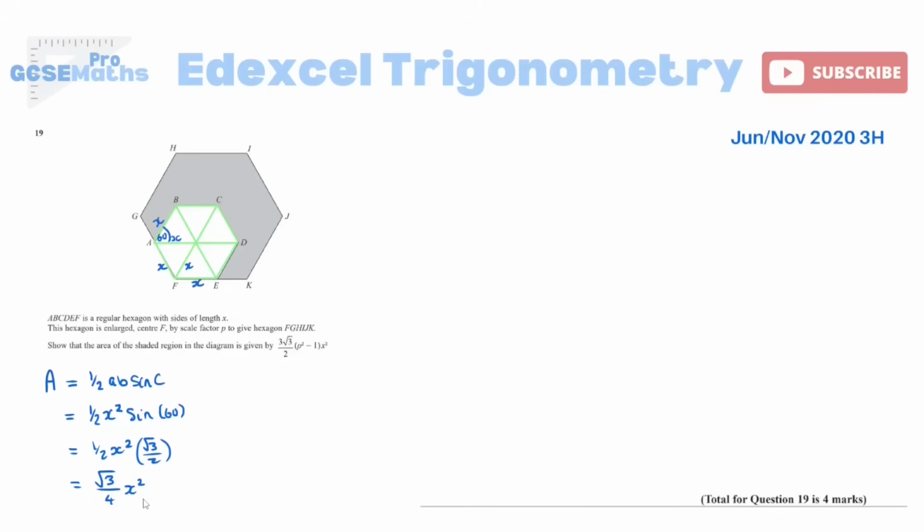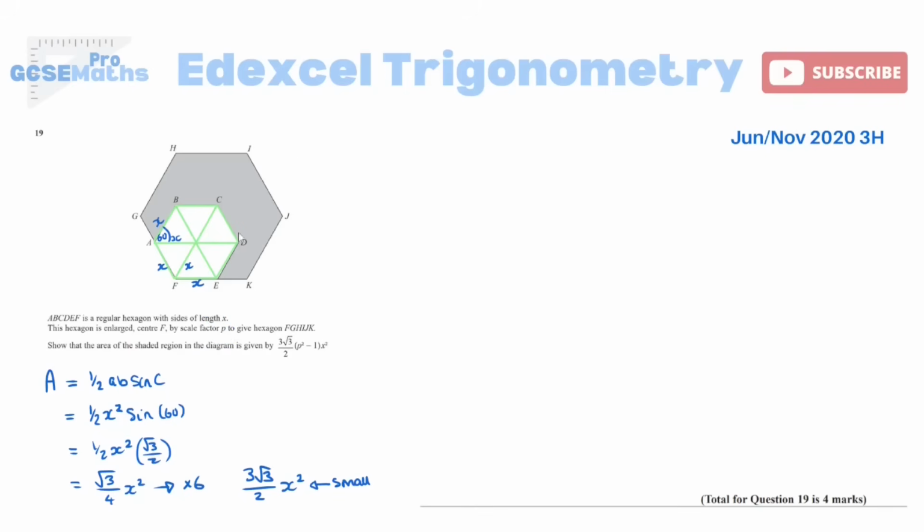So we need to know the area of the smaller hexagon first. That one, as we said, times by 6. We want to have 6 of those together, don't we? So 3 root 3 over 2 x squared. That's the area of the smaller one. Now we want to know the area of the bigger one. This is where our scale factor p comes in, if you remember that bit.